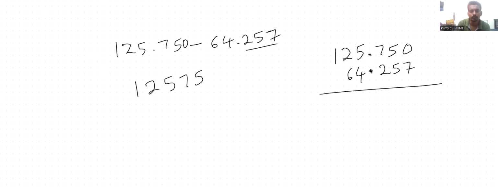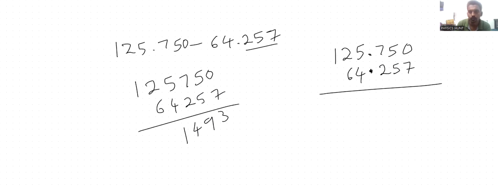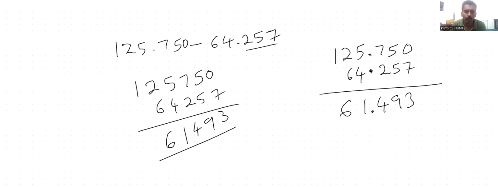64,257. So if you subtract, then 3, then 9, then 4, then 1, then 6. So that's 61493. After 3 places, decimal. So 61.493. So this way you have to understand addition and subtraction of decimal numbers.